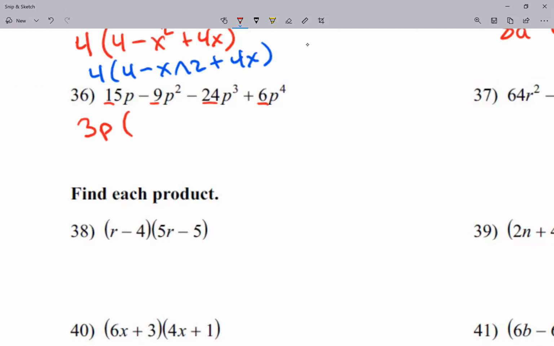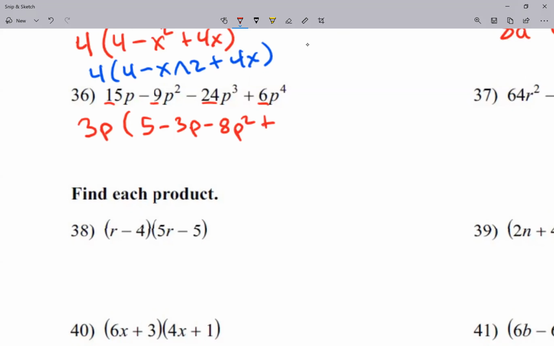So 15 divided by 3 is 5, and I remove the p. Minus 9 divided by 3 is 3, but then I keep 1p because it had 2 p's, but I'm only removing 1. Minus 24 divided by 3 is 8. There's 3 p's to begin with, but I remove 1, so p to the second.